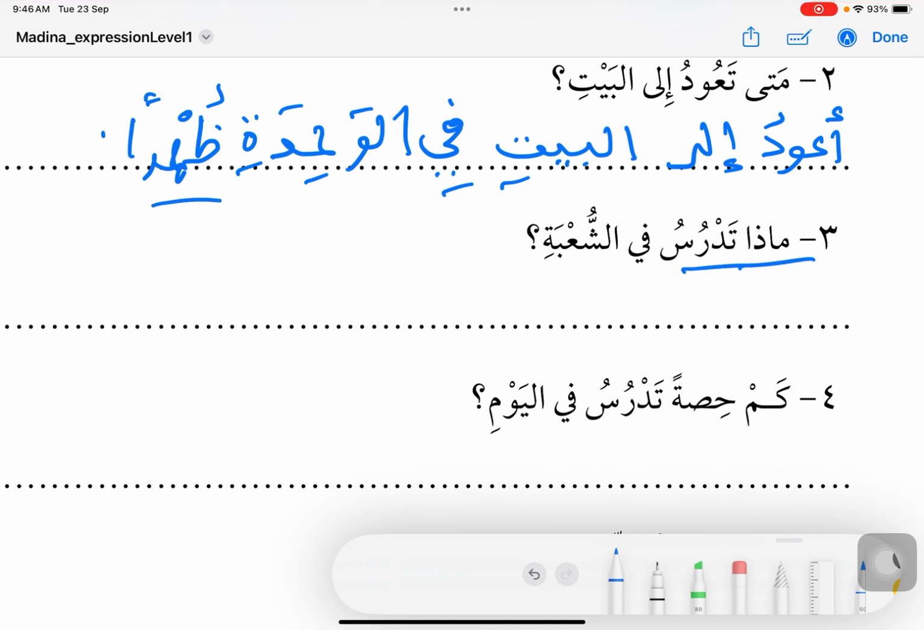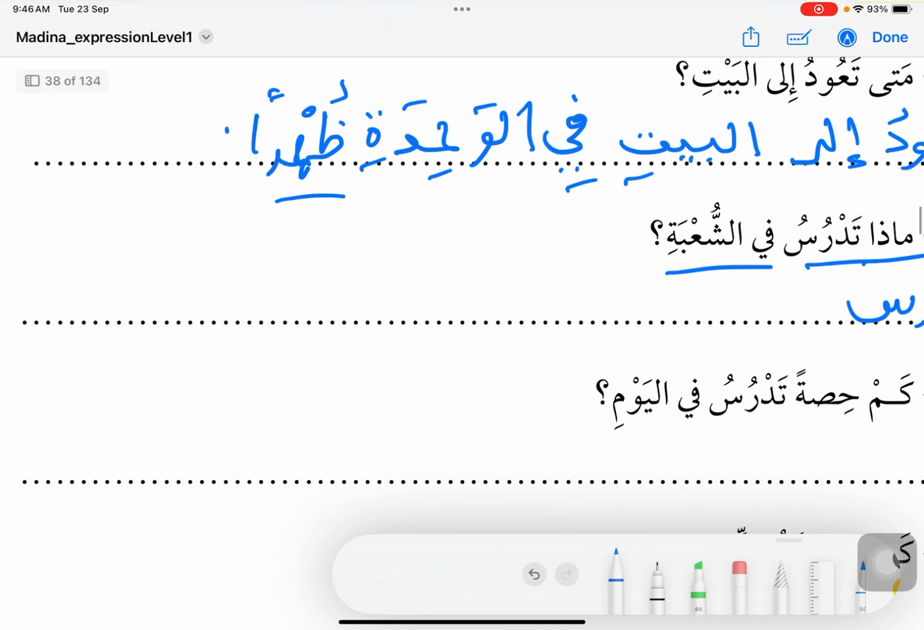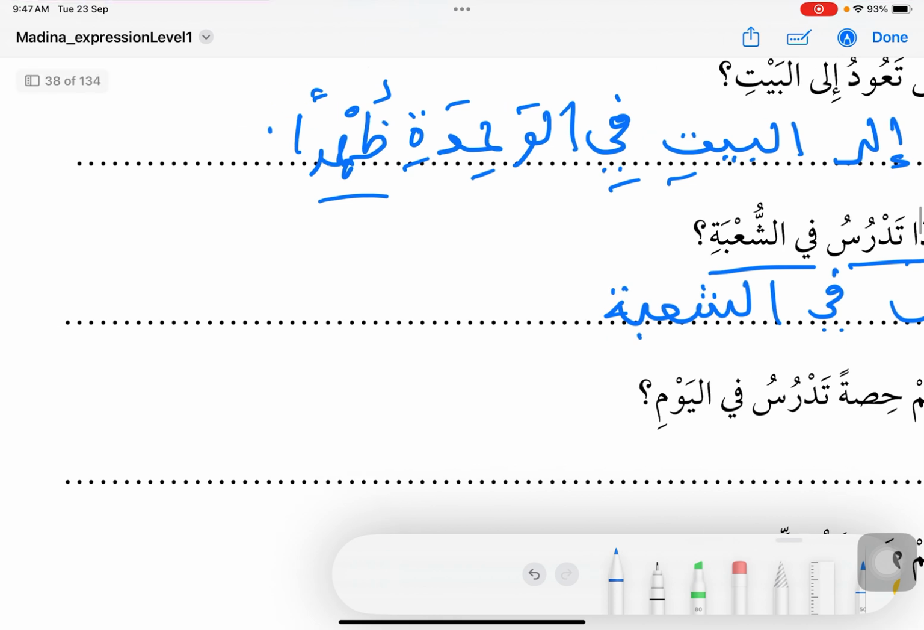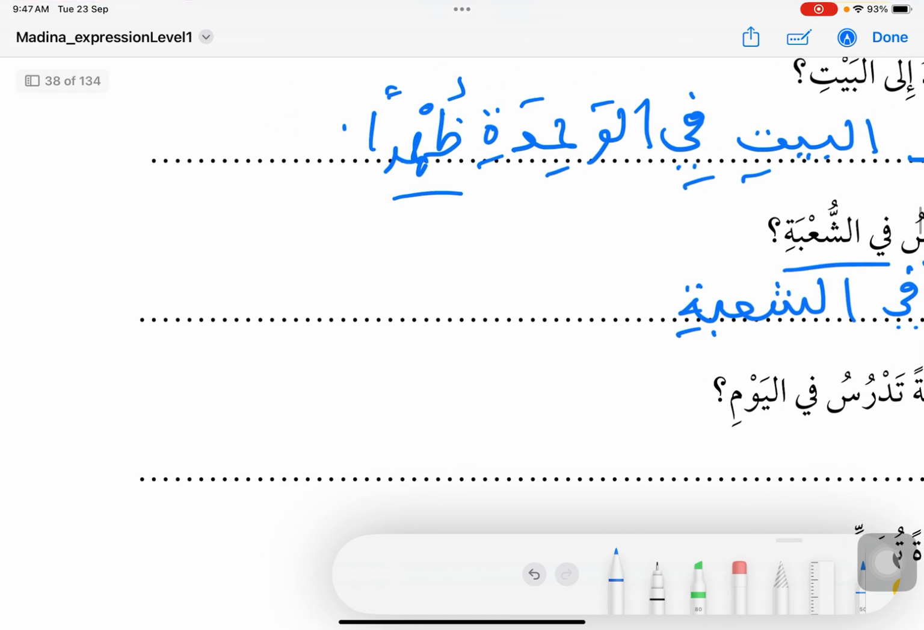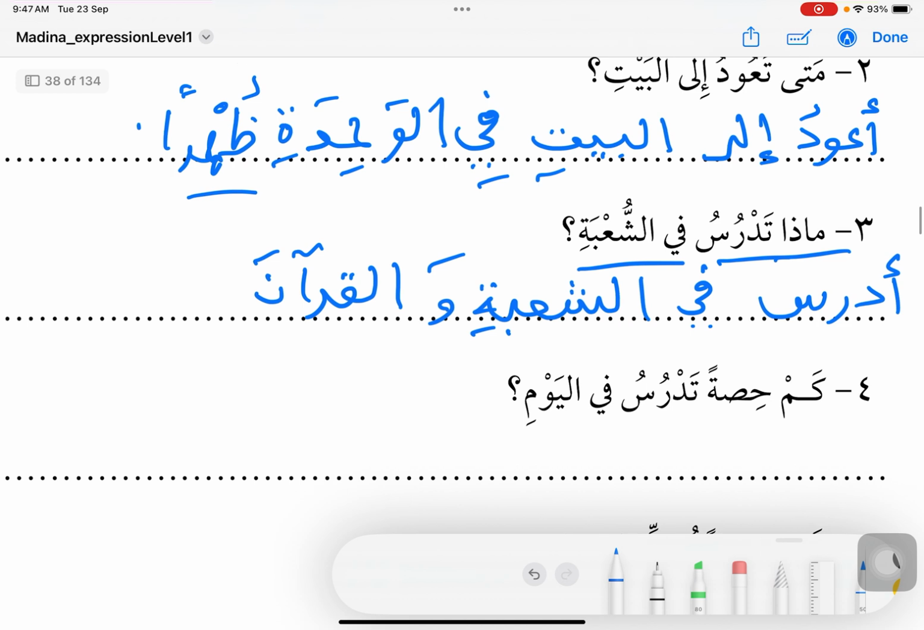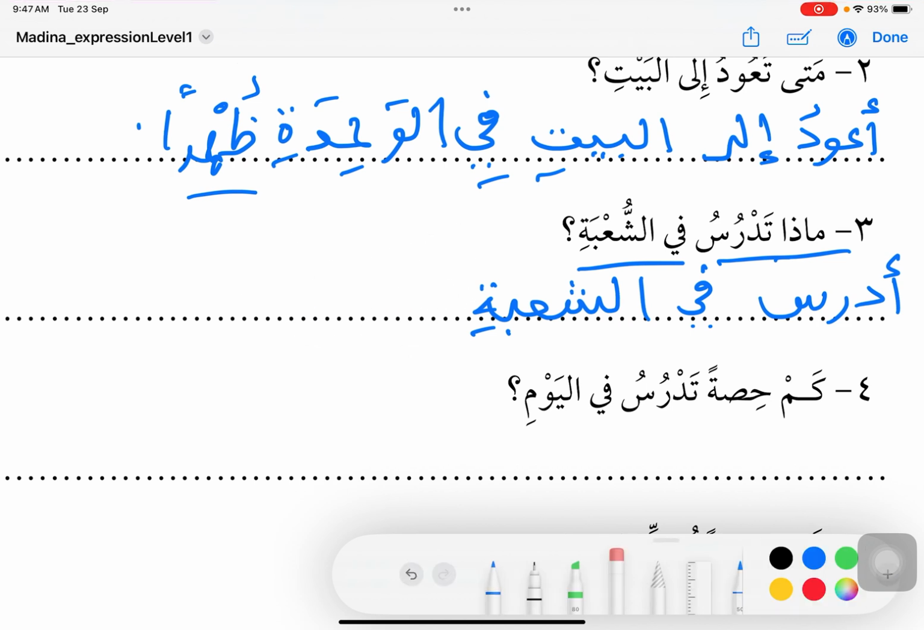Mada tadrusu fi shoba. What do you study in the shoba? You'd say adrusu fi ash-shubati. Make sure when you write the harakat, or you say them out loud as well. I'm not writing them all the time, but I'm sure you know how the harakat would be. Wal Qur'ana, right? Fi shubati, I have to write here al-lughat al-arabiyya.